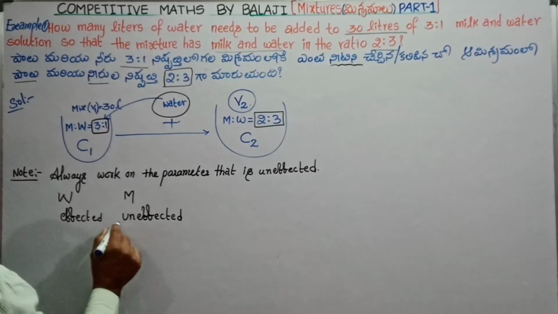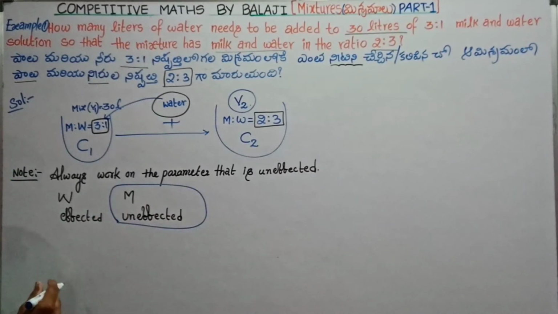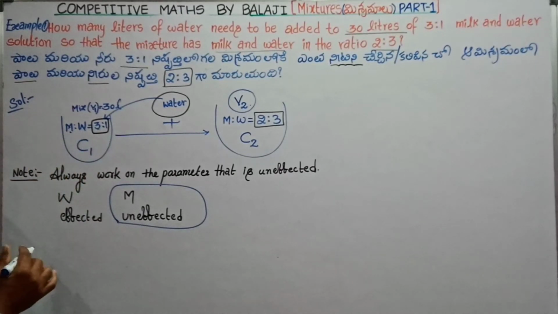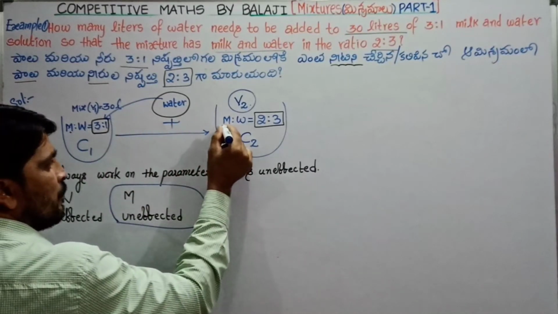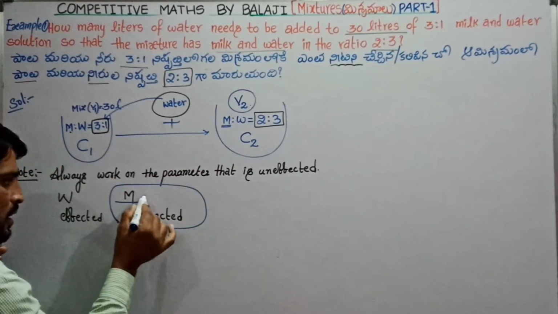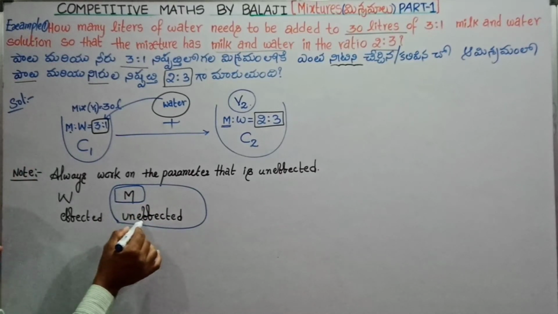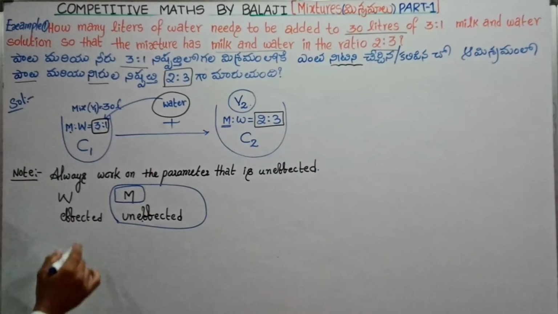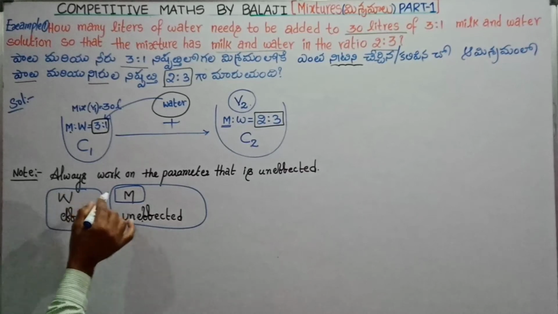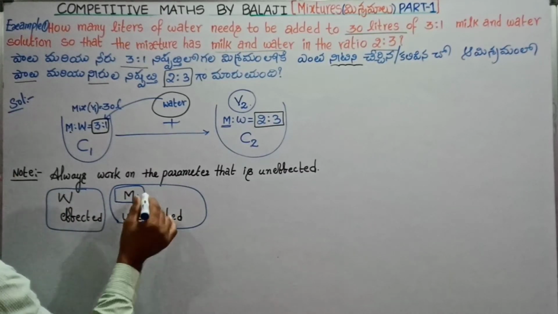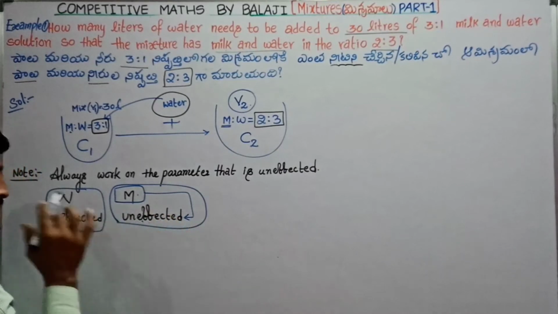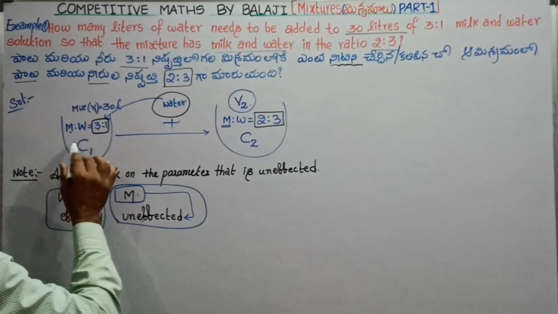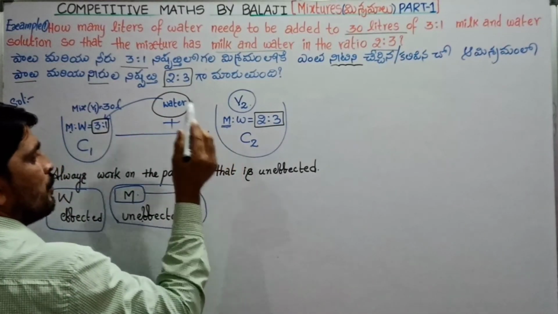What is the meaning of milk is unaffected? That is, whatever quantity of milk is there in the initial mixture, the same quantity of milk will be present in the final also. Milk is the unaffected parameter here. Why? Because we are adding only water, but we are not adding milk. So water is the affected parameter, milk is the unaffected parameter. It means the quantity of milk present in the initial mixture, the same quantity will be present in the final mixture.